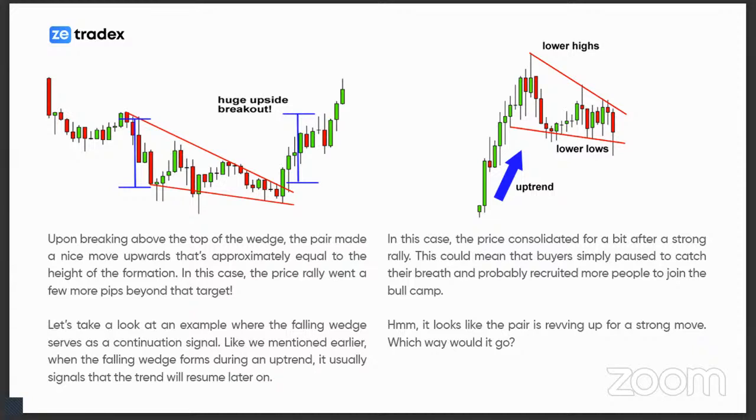Now, in this case, the price consolidated for a bit after a strong rally. And this, of course, could mean that buyers simply paused to catch their breath and probably recruited more people to join the bull camp. Now, it looks like the pair is revving up for a strong move. Which way would it go? We are assuming it's going to go downwards, right? Of course, because we have drawn a falling wedge pattern. But then let's see what happened right after the uptrend. To the next page, please.